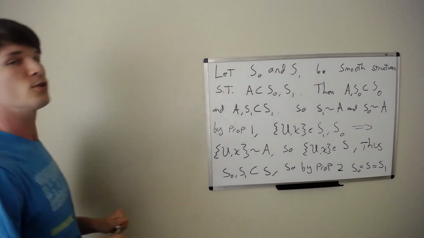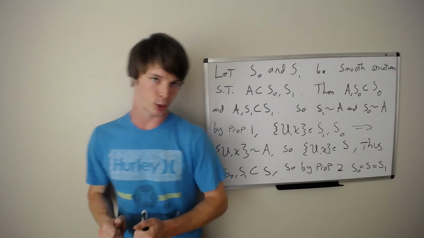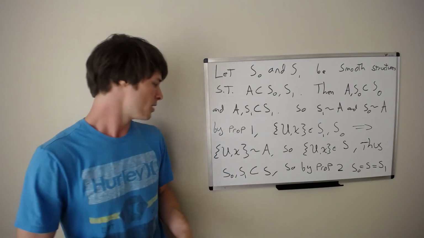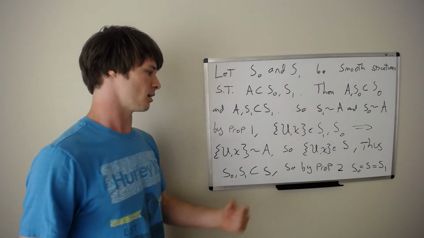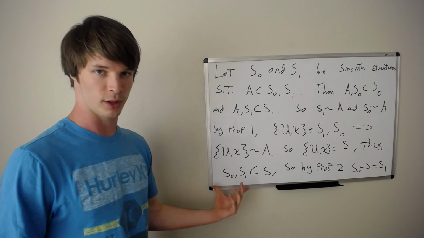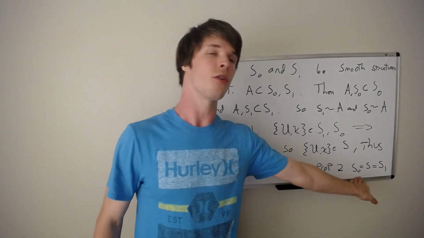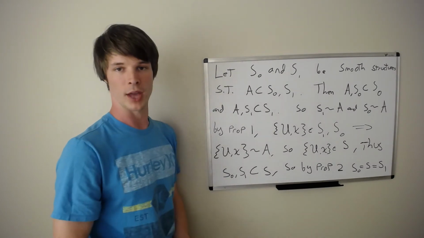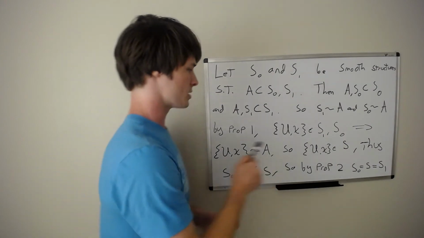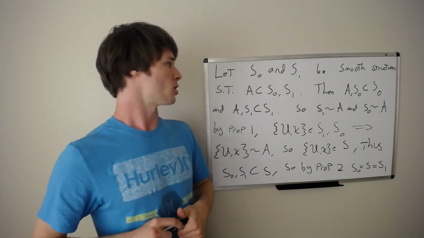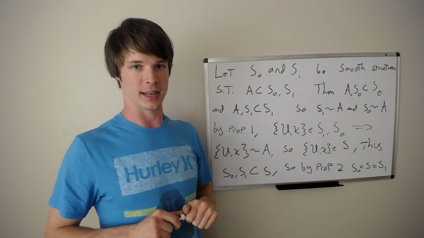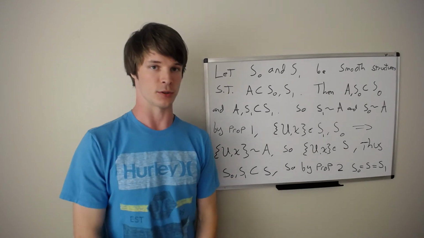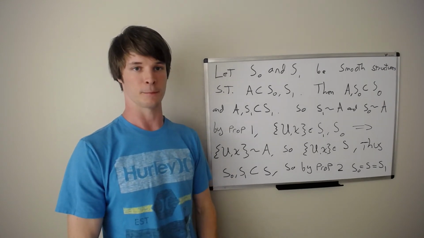But recall proposition 2, which said that if I ever had two smooth structures and one of them was a subset of the other, then these two smooth structures must be equal. So having these subset relations here tells me that all three of these have to be equal, because S1 must be equal to S, and S0 must be equal to S, and by the transitive property of equality, S0 must then be equal to S1. So for any two smooth structures that contain A, they must be the same, otherwise known as uniqueness. There is only one smooth structure containing any smooth atlas A, and that's proposition 4.